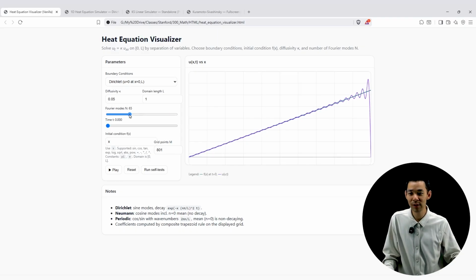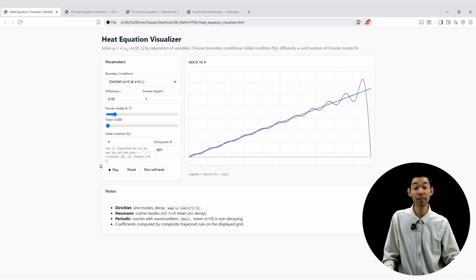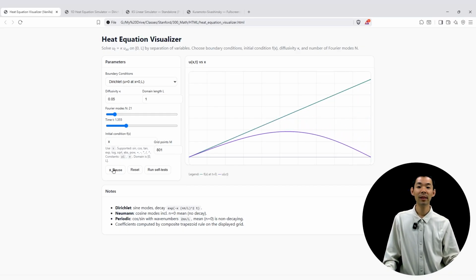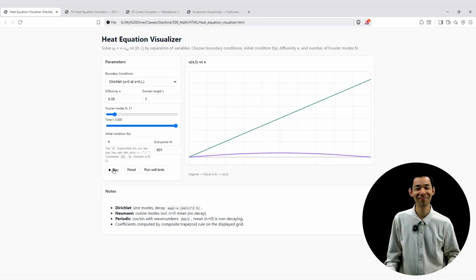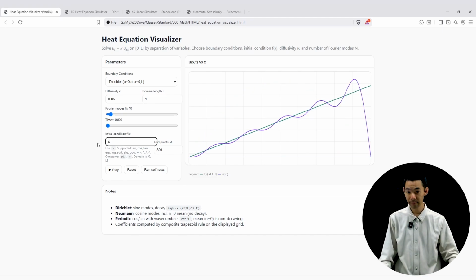Now, if I were to go down to maybe say 20 modes or so, 21 modes, and I'm going to press play, and you're going to see the decay. Play. You're going to see the solution to the 1D heat equation. So the green curve is the initial condition. The purple is in real time. So let's reset that again.